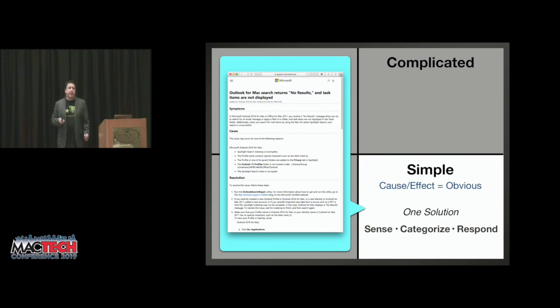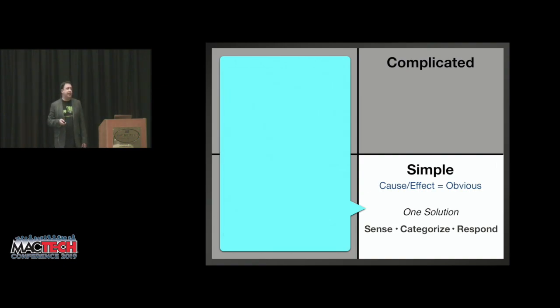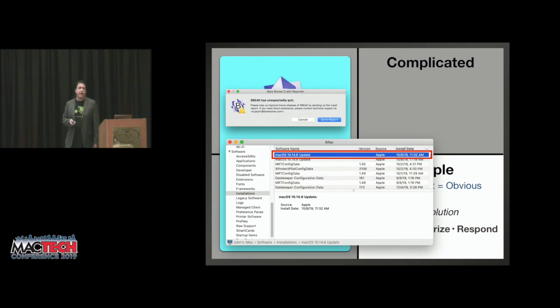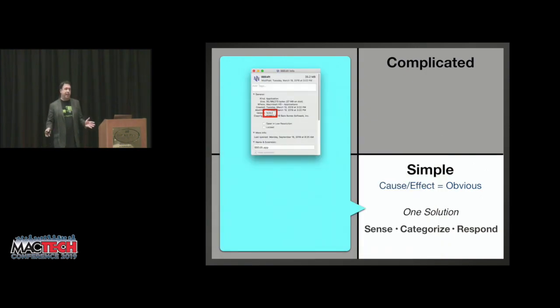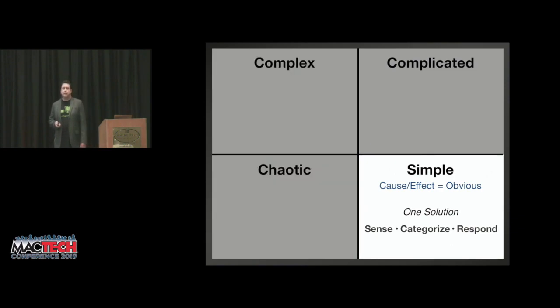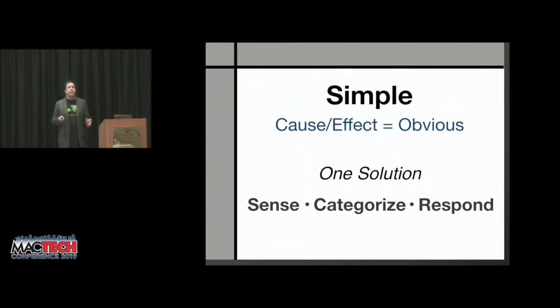Another example of a problem that I would consider simple on the Mac side is BBEdit crashes when opened, and you determined that it was working fine up until a recent Mac OS update. You also determined that BBEdit is not up to date. It's not current. And applying the latest BBEdit update fixes the problem, and the crash no longer occurs. You could say that simple problems are fixed by applying best practice, where the same solution can be applied to the same problem in the future.